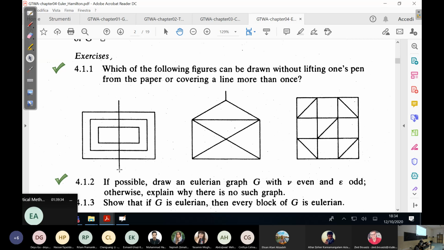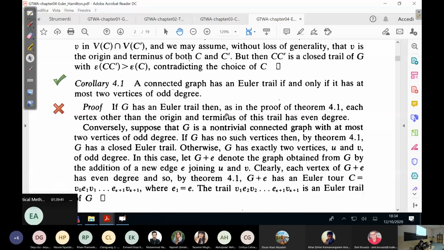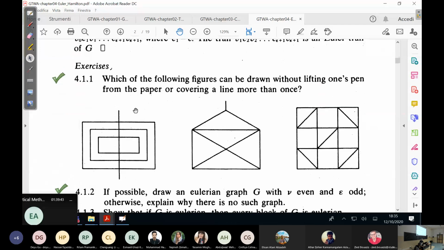But the existence is assured by this theorem. This has exactly two vertices of odd degree, so we know that there exists an Euler trail from this to this, because these are the only ones with odd degrees.